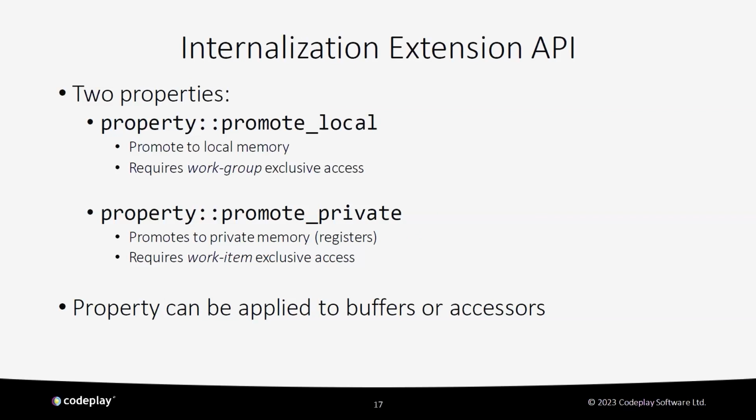Just using these two properties that you can pass to accessor or buffer constructors, we can express local or private internalization. Local meaning that only work items in the same workgroup will access this region of memory, and private meaning that a given region of memory will only be accessed by a single work item.